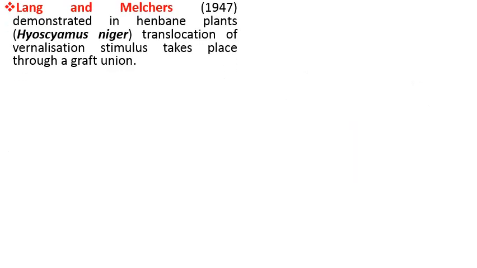Next, there were other scientists like Lang and Melchers. They demonstrated that in long day plant, that is henbane, Hyoscyamus niger, translocation of vernalization stimulus takes place through a graft union. So if a portion of a vernalized plant is grafted onto an unvernalized or devernalized plant, that plant will also show flowering.